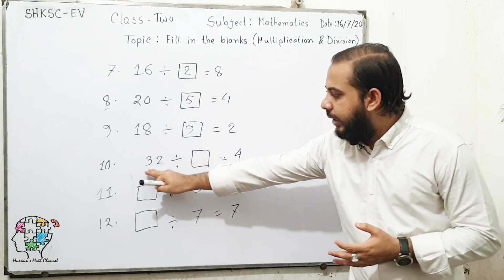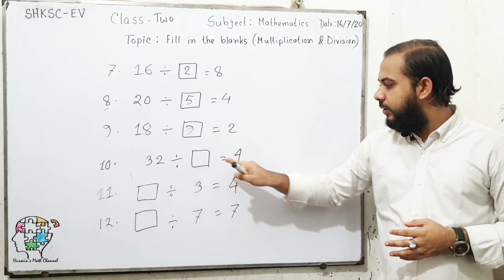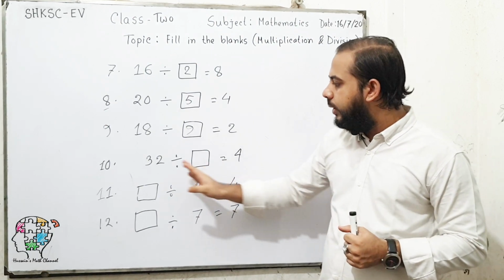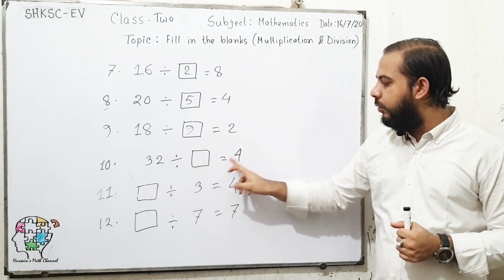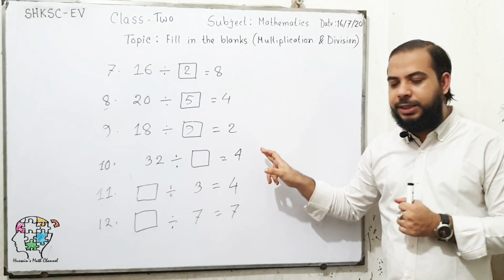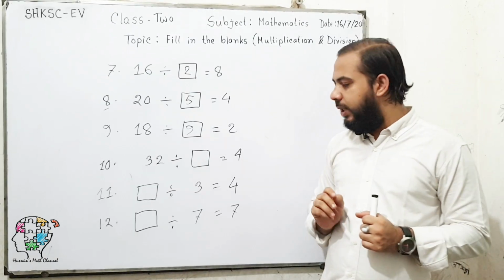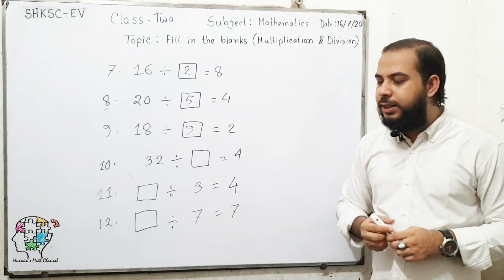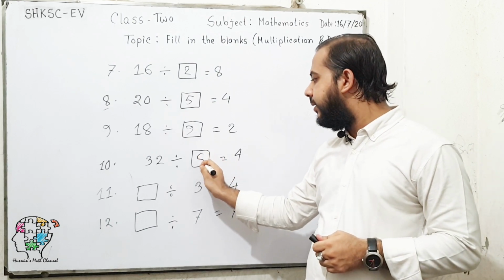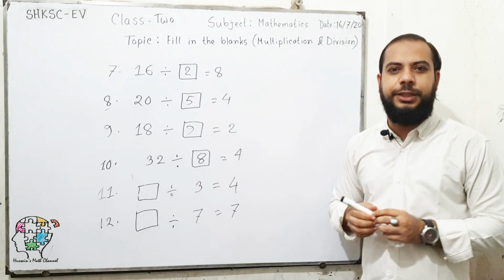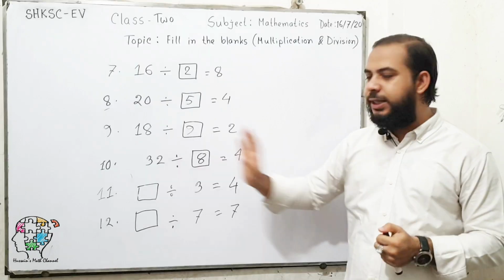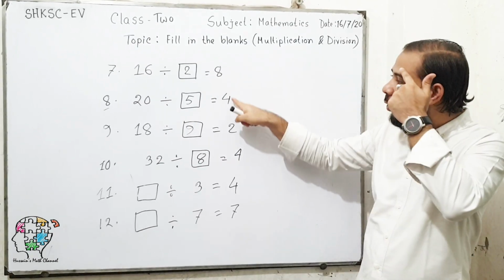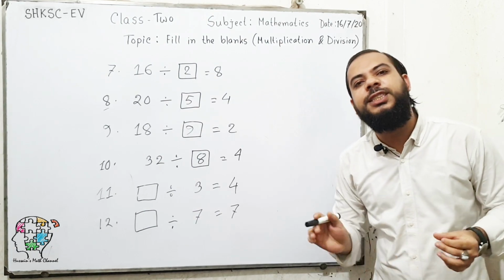Our next question: 32 divided by blank is equal to 4. So we just recite the multiplication table of 4. 4 times 1 is 4, 4 times 2 is 8, 4 times 3 is 12, like this. 4 times 8 is 32. So the answer is 8. All you need is to find the multiplication table of the smaller number.